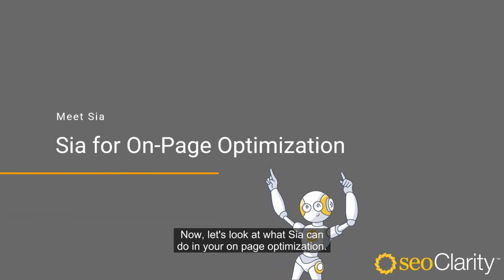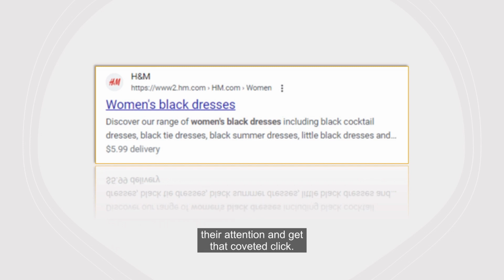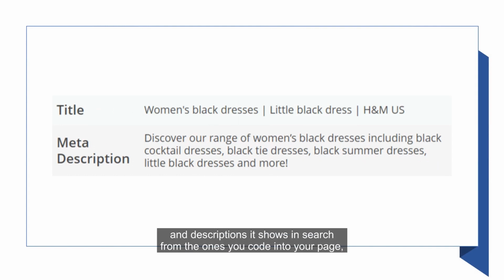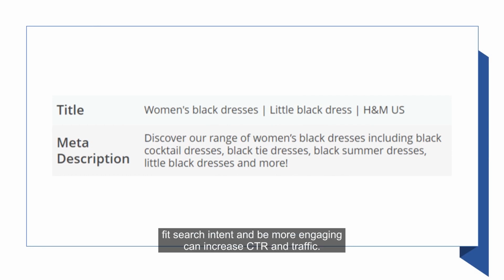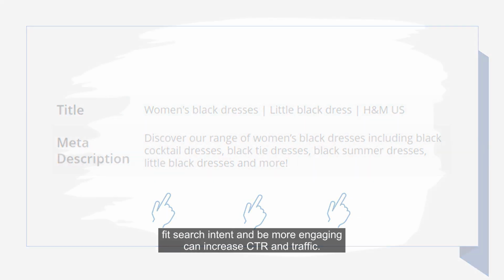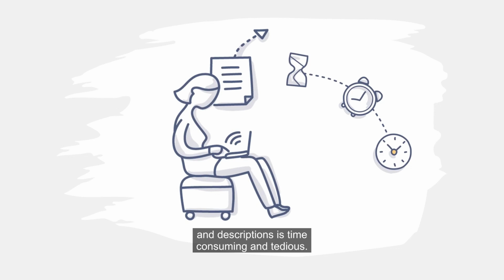Now let's look at what Sia can do in your on-page optimization. The title and description Google shows searchers is your best shot to capture their attention and get that coveted click. Google often draws the titles and descriptions it shows in search from the ones you code into your page. So optimizing these to make them better fit search intent and be more engaging can increase CTR and traffic. But coming up with new titles and descriptions is time-consuming and tedious.